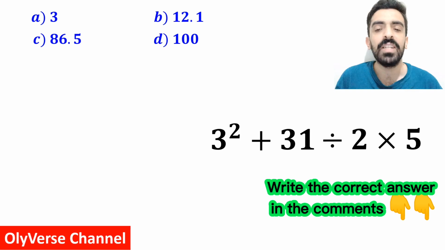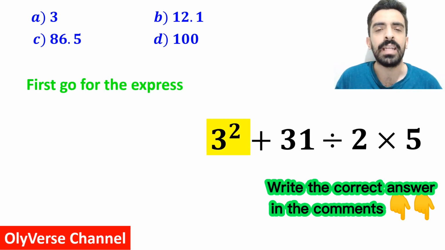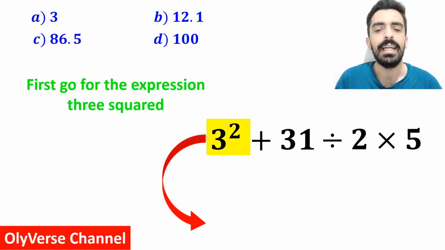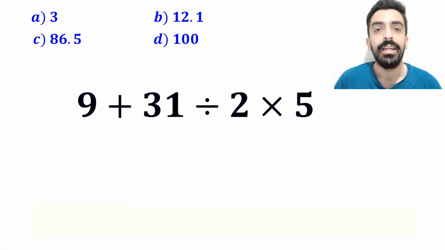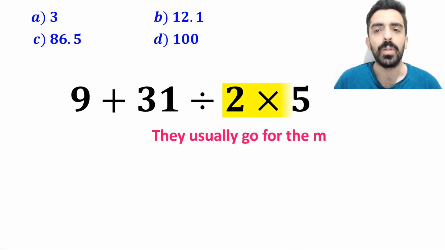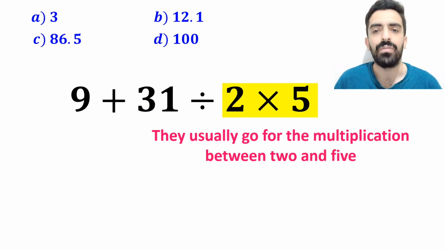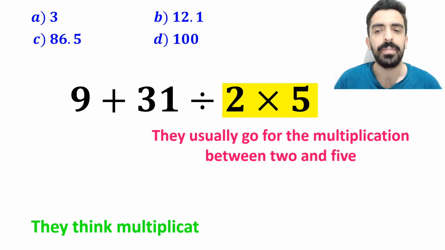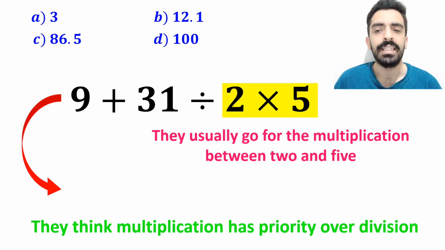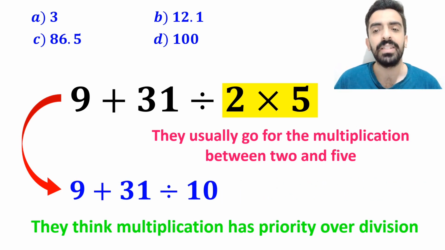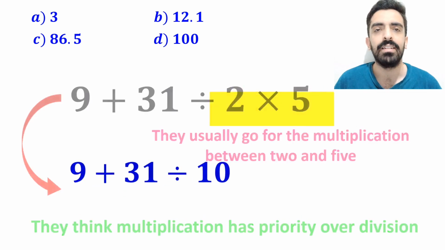Also, some other people, when solving this question, first go for the expression 3 squared and simplify it to 9 plus 31 divided by 2 multiplied by 5. In the next step, they usually go for the multiplication between 2 and 5 because they think multiplication has priority over division. So, they rewrite this expression as 9 plus 31 divided by 10.